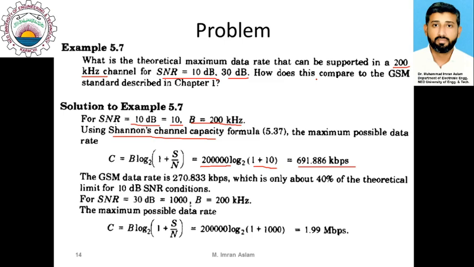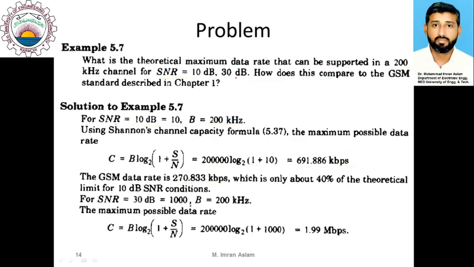And if we try to compare it with the GSM standard that was discussed in our first chapter, you can refer back to the first chapter. The GSM data rate was 270.83 kbps. The actual data rate achievable through this GSM standard was 270.83 kbps, whereas the maximum possible value of data rate is this value, 691.86. So that means for the GSM standard we only achieve around 40% of the theoretical limit for the 10 dB SNR condition.